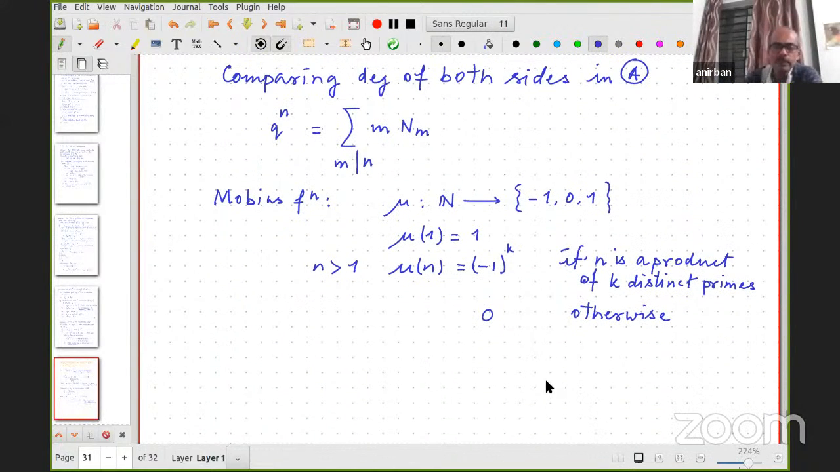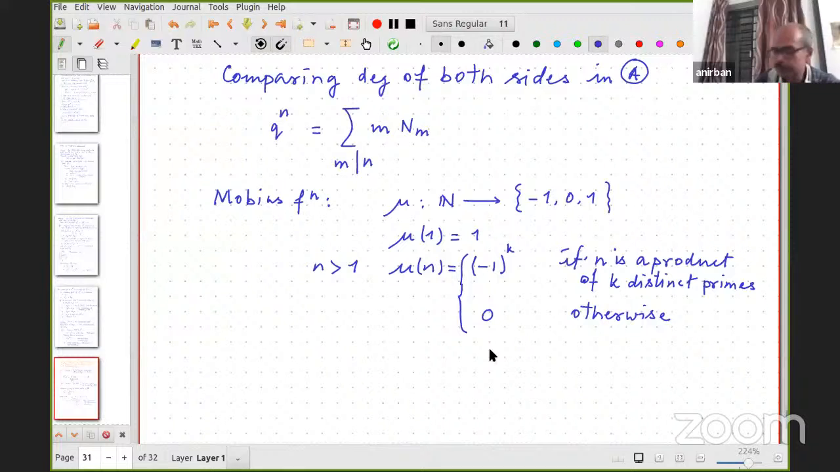Given an n greater than 1, you can always write it as a product of primes, but they may not be distinct. It might be divisible by some prime powers. In that case, it is 0. So we define it in this way. So that's how we define it.